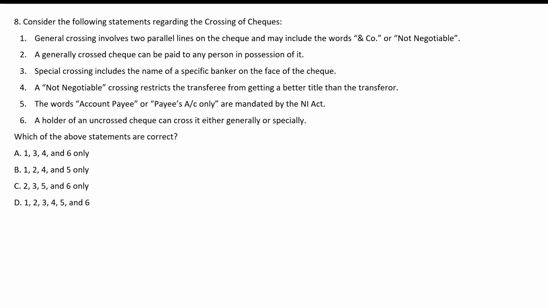Consider the following statements regarding the crossing of checks. General crossing involves two parallel lines on the check and may include the words "and company" and "not negotiable". So this statement is actually correct. A generally crossed check can be paid to any person in possession of it. This is not correct. A generally crossed check must be paid only to a banker. Special crossing includes the name of a specific banker on the face of the check. This is correct.